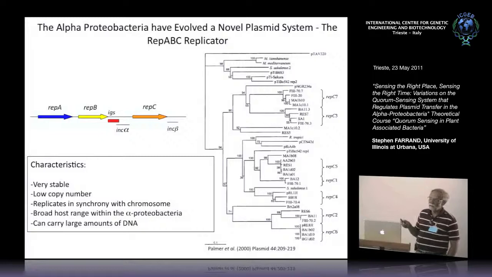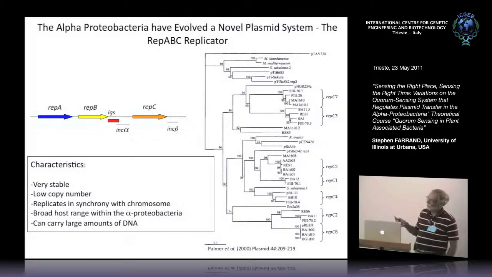So you can take a plasmid from one Alpha-Proteobacterium and put it into another, and they seem to work quite well. The really interesting and important biological characteristic of these replication systems is that they have all of these traits, yet they can carry very large amounts of DNA. All right? And this just gives you an indication of what was known 11 years ago on the phylogenetic diversity of these systems.